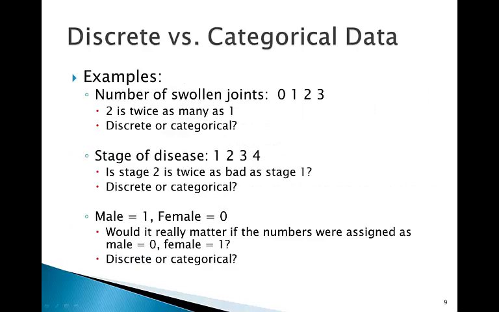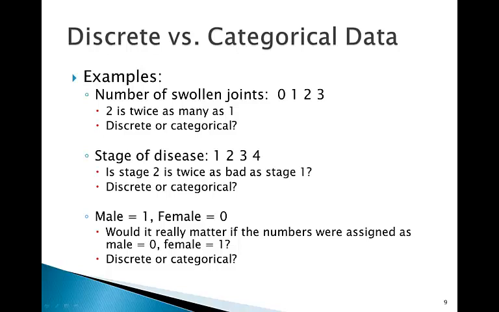Here are some examples. If we look at, for example, the number of swollen joints, and our options are 0, 1, 2, or 3. Here, 0 means 0. So the response of 0 means the person has no swollen joints. 1 means they have 1, 2 means they have 2. And 2 swollen joints is twice as many as 1 swollen joint. So here the numbers obviously mean a count, so that would be discrete.